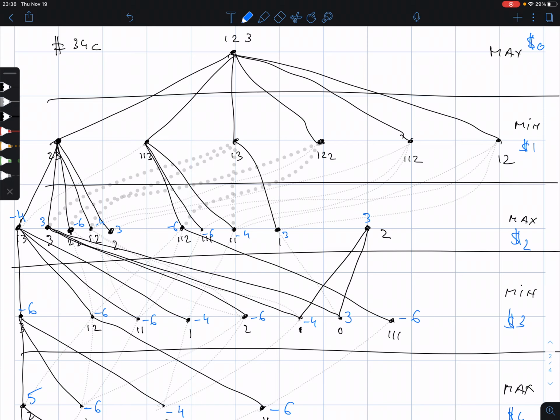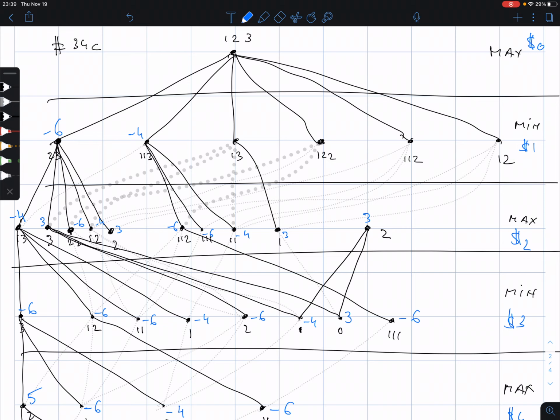Okay, we're going up. Now we have to take min. We have to take the minimum of all the children here. That is negative 4, 3, negative 6, negative 4, 3. So that is really bad. That is negative 6. What about the 1, 1, 3? The minimum here, we have 3 children, is negative 4. What about 1 and 3?